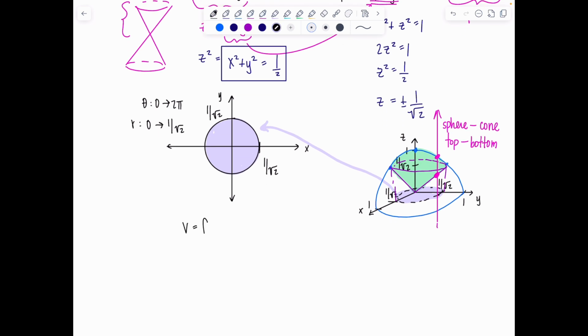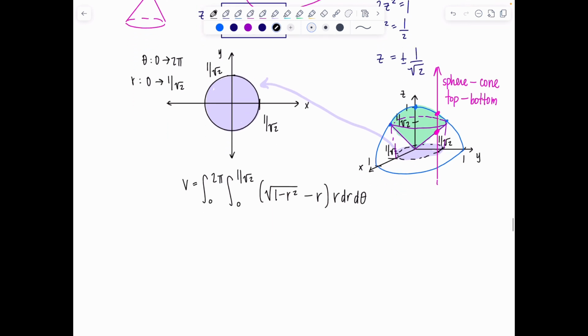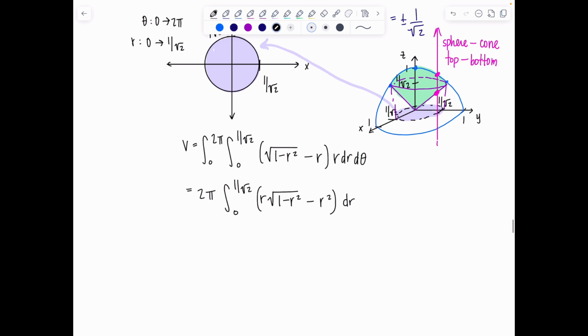Volume. 0 to 2 pi. 0 to 1 over rad 2. Sphere minus cone. Rad 1 minus r squared minus r, r d theta. I don't see any thetas, so we're going to slap a 2 pi on here. And then let's distribute. 0 to 1 over rad 2, r times the square root of 1 minus r squared dr. We're going to do the same shortcut. Are you ready? I'm not going to use u-sub. We're doing it in our head.